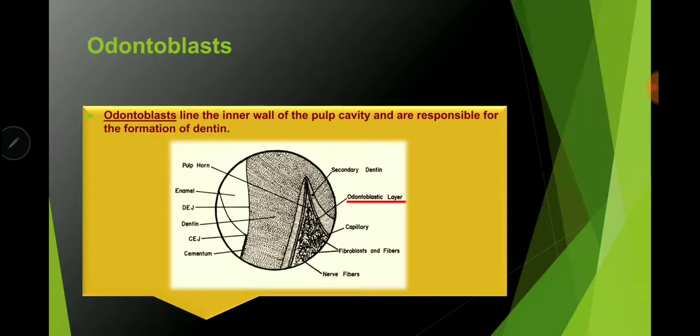Odontoblasts. These are cells that lay down dentin, as we reviewed earlier in the developmental stages. Odontoblasts line the inner wall of the pulp cavity and are responsible for dentin formation. If you see here, you have the odontoblastic layer, where the arrow is pointing. Then you have secondary dentin right on the floor of the pulp chamber. And then you have enamel and the DEJ. So you have fibroblasts right underneath the odontoblastic layer. You see that?